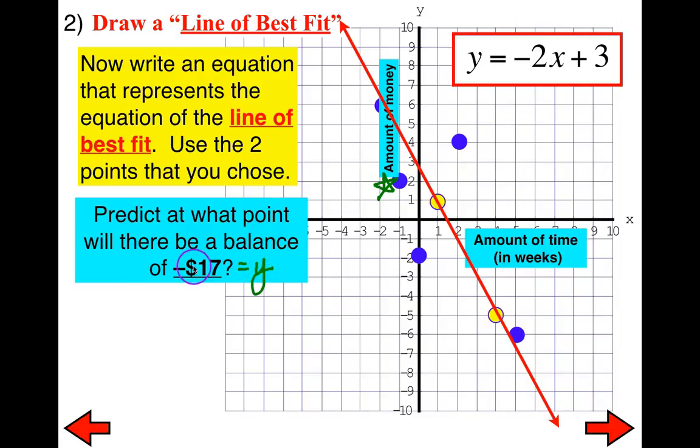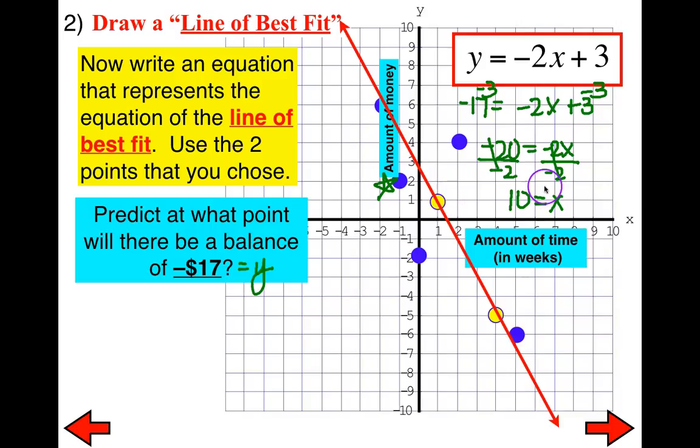So what I'm going to do is go ahead and plug in -17 in for y into my equation. So -17 equals -2x plus 3. Now that I went ahead and plugged in my value for y, I can go ahead and solve for x, which is going to basically solve for the amount of time. I'm going to get rid of my constant first, leaving me with -20 equals -2x. I'm going to go ahead and divide off the coefficient. The negatives cancel each other out, leaving me with 10 equals x.